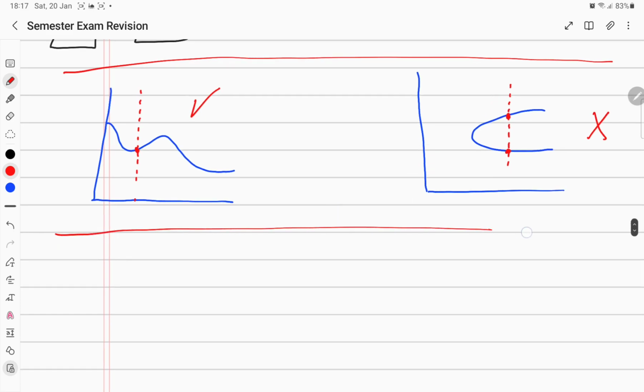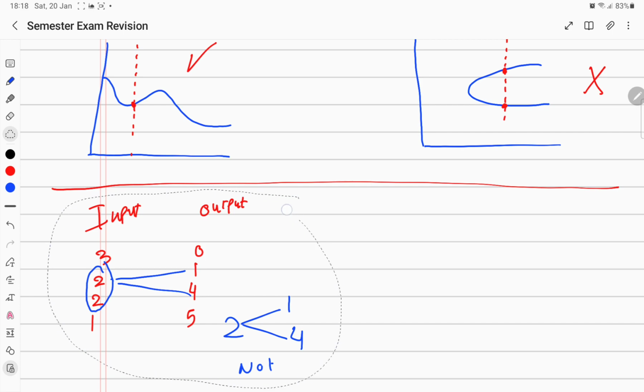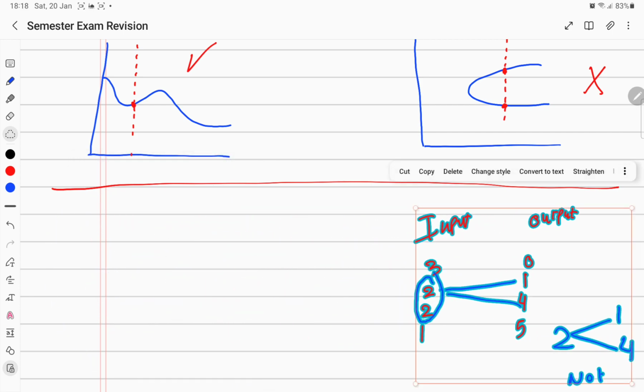Very good. Mister, if it comes as a table, input and output, you will have 3, 2, 2, 1, and here you have 0, 1, 4, 5. Take care. The same input is having the output 1 and 4. So the 2 is going for 1, and it's also going for 4. So this one is not a function. So we can put this one here in the non-function area.